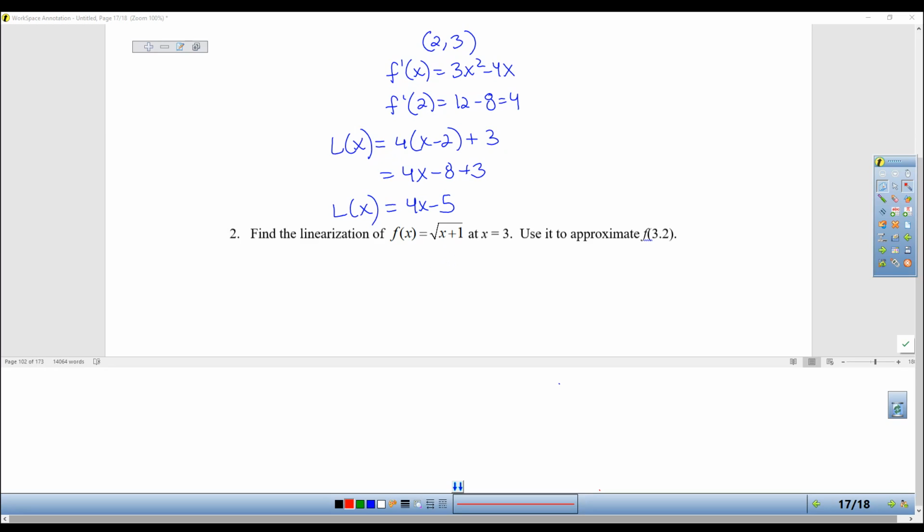So let's do this next one. Find the linearization. Remember, that's just code for find the equation of the tangent line. We need two things to write the equation of a tangent line. We need the slope and a point. So the point, if I plug in a 3, would be 4. The square root of 4 is 2.